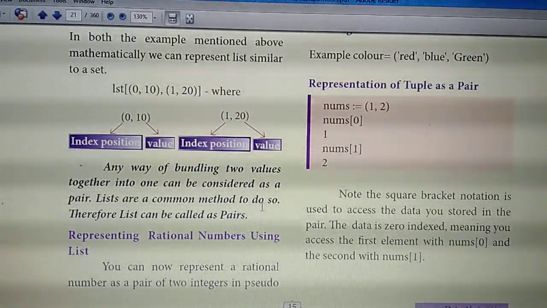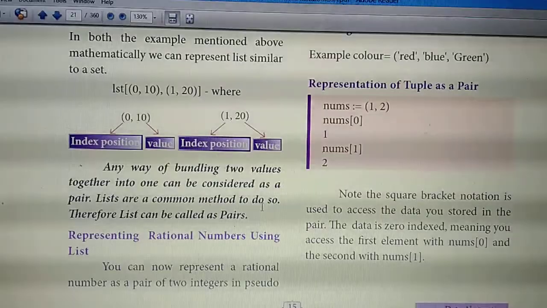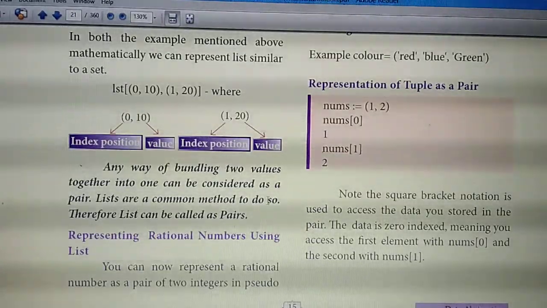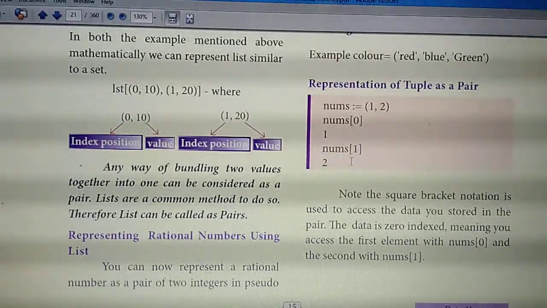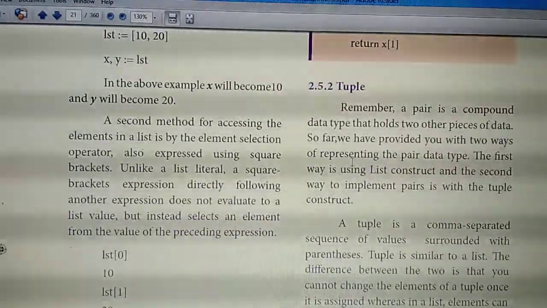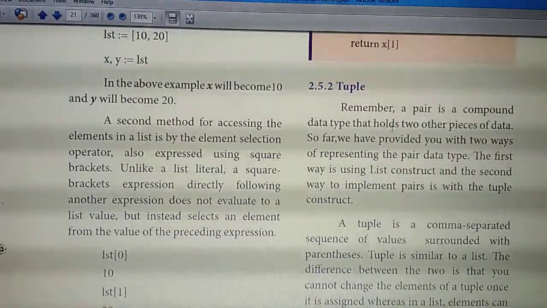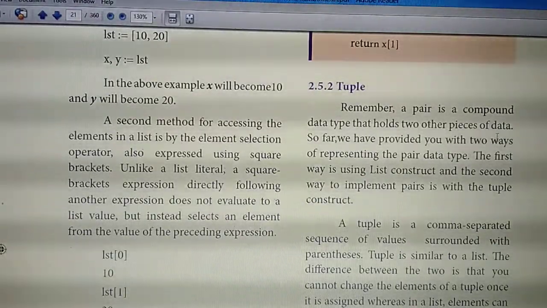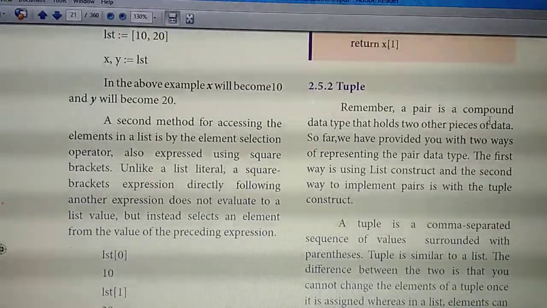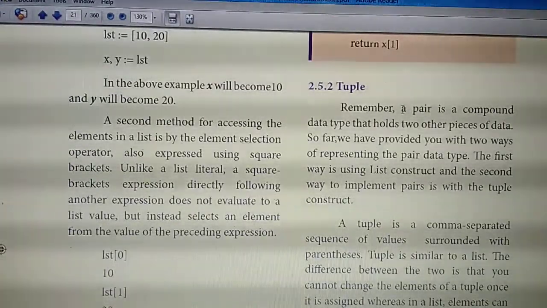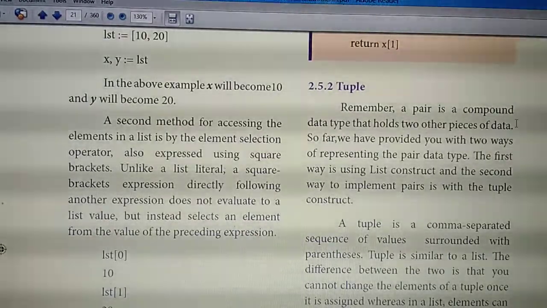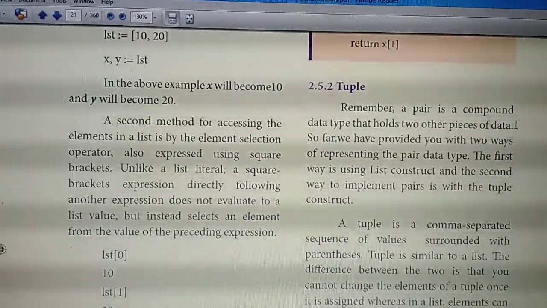List is a common method to do so. These two points are there. Again, one more point you need to write. Under the heading tuple, a pair is a compound data type that holds two other pieces of data. This is the third point. Understand? Those three points you should write.